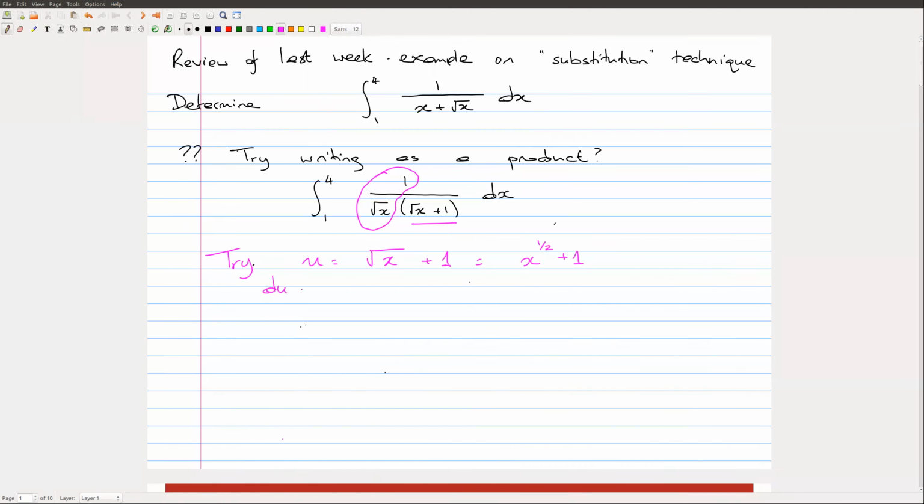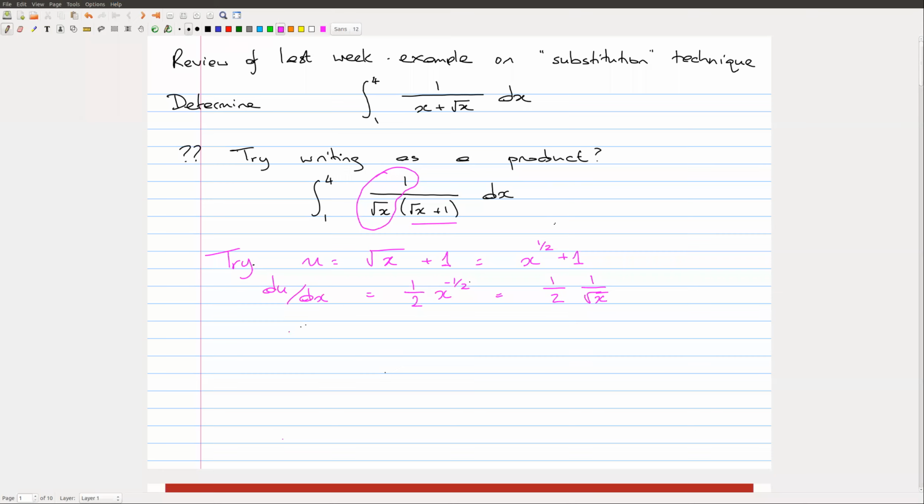So du dx then is 1/2 x to the power of minus 1/2. The 1 gives us 0 when we differentiate it. So that's 1 over 2 times 1 over square root of x. Okay, that's kind of promising, because we do have a 1 over square root of x in our problem that we would like to deal with. So that can actually be absorbed into a du if we try to rewrite the problem in terms of this u. The other part is just 1 over u, so that we can deal with.